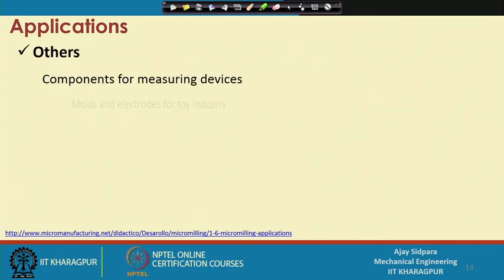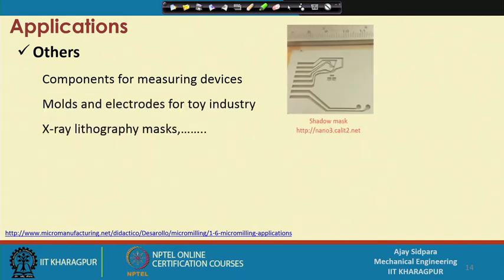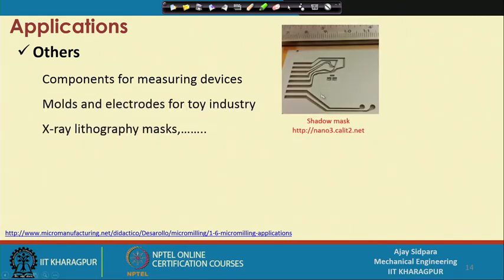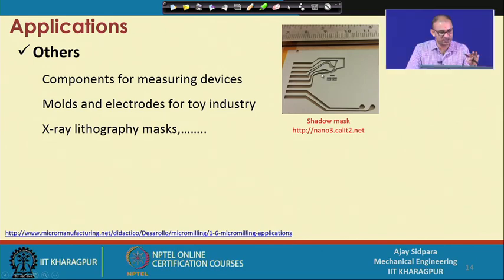Then other applications are components for measurement devices, molds or electrical dies. So, this is the lithography mask. Lithography is altogether a different operation, which is used for fabrication of micro components by etching and deposition, but for that you need a mask, and the mask is fabricated by the micro milling operation.